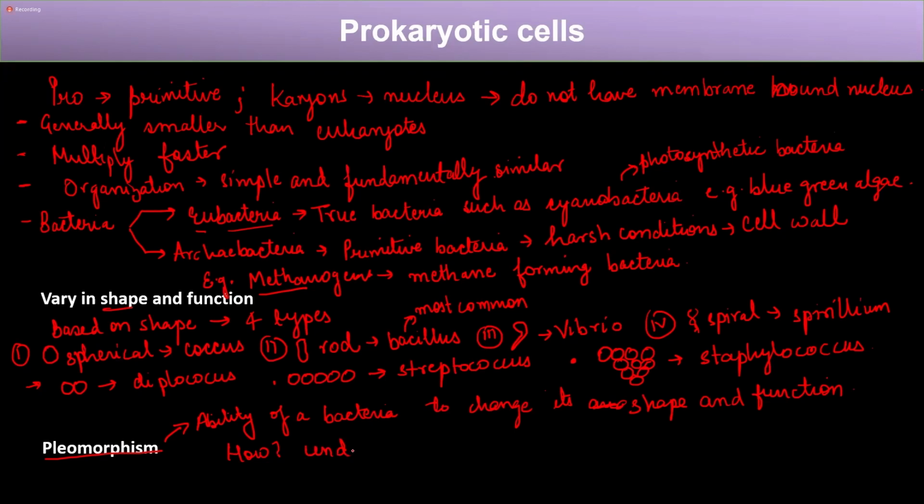So the pleomorphic bacteria changes its shape under the influence of environmental condition, right? If you change the environmental condition of a bacteria, it can undergo change in shape and function, and these kind of bacteria are called pleomorphic bacteria. So in this slide, we have seen the basic characteristics of a prokaryotic cell, how their shape varies, and based on their shape, what the types of bacteria are. And then we understood what the term pleomorphism means.